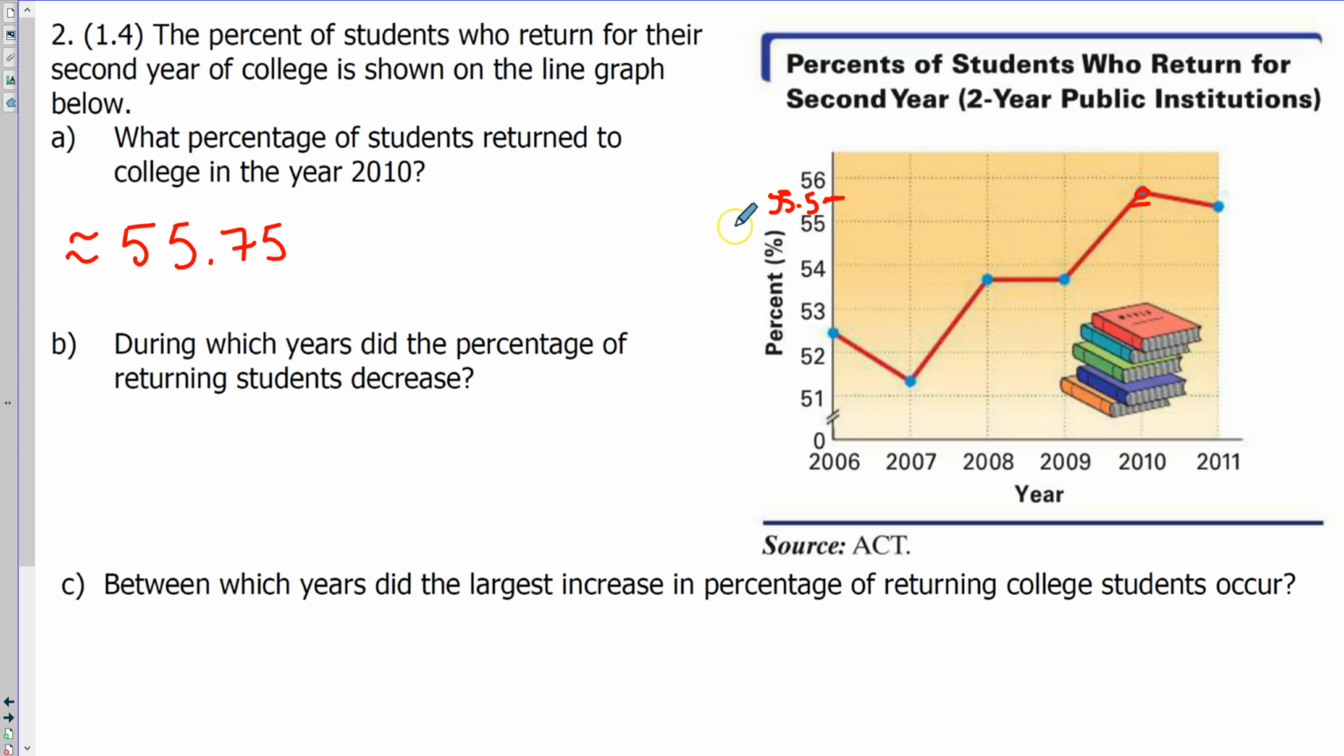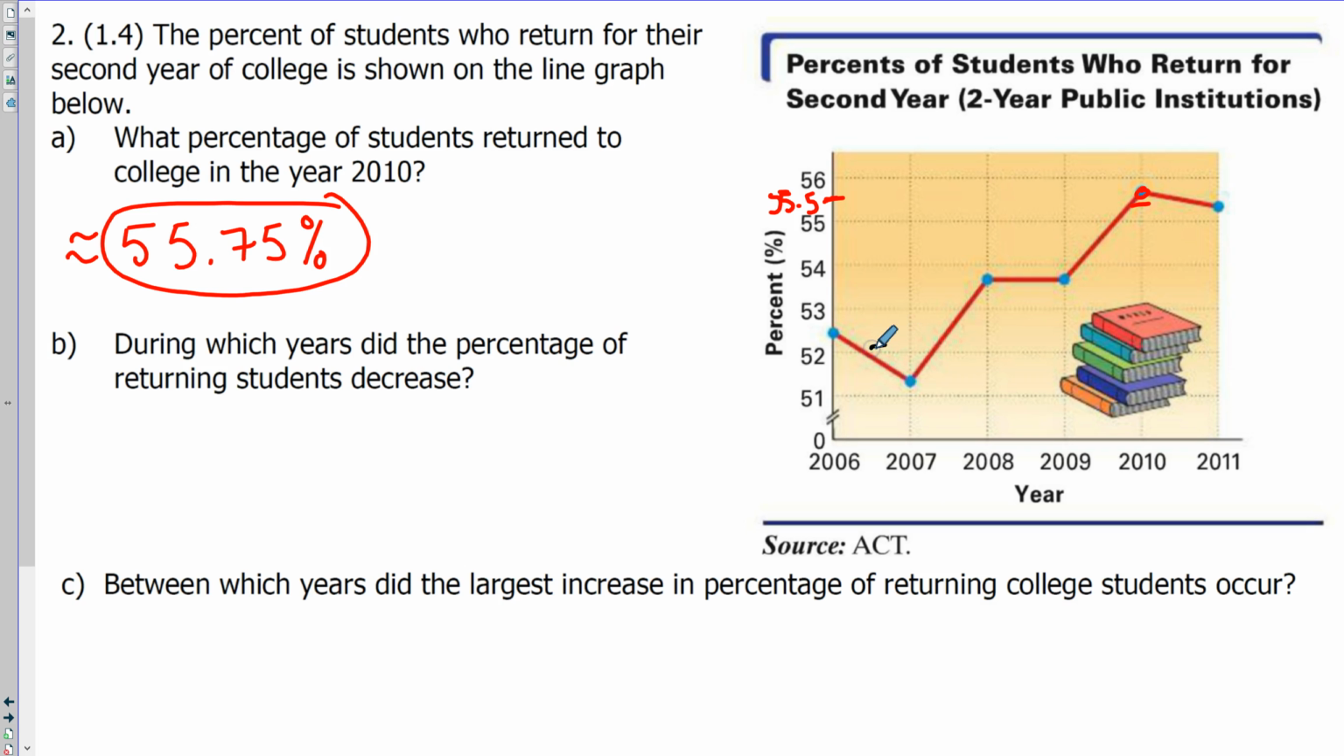We do want to include units. This was a percentage. So if you leave off your units, you will also lose some points, some partial credit on the exam. Part B says, during which years did the percentage of returning students decrease? So now I'm interested in looking at the pattern in between each year and specifically looking for a decrease. So a decrease would be indicated with kind of a negative sloping line.